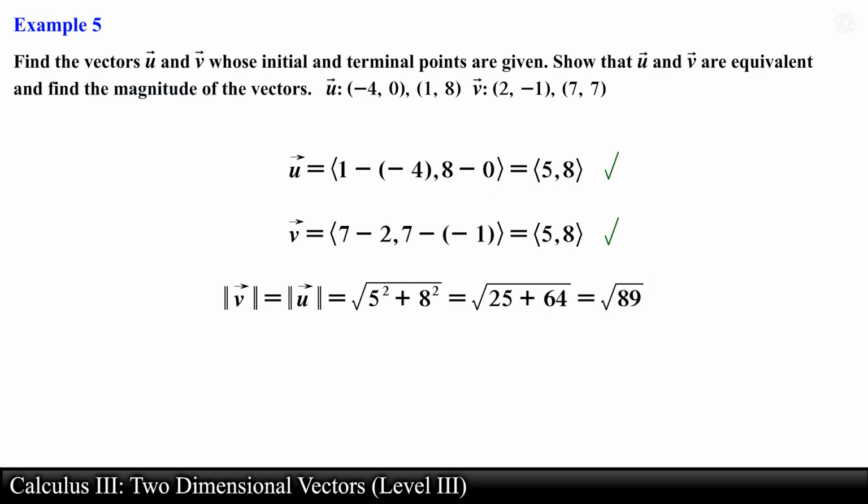Alright, make sure you're comfortable with the component form of a vector. We will be using this form extensively throughout our studies of multivariable calculus. In our next video, we will learn various vector operations.